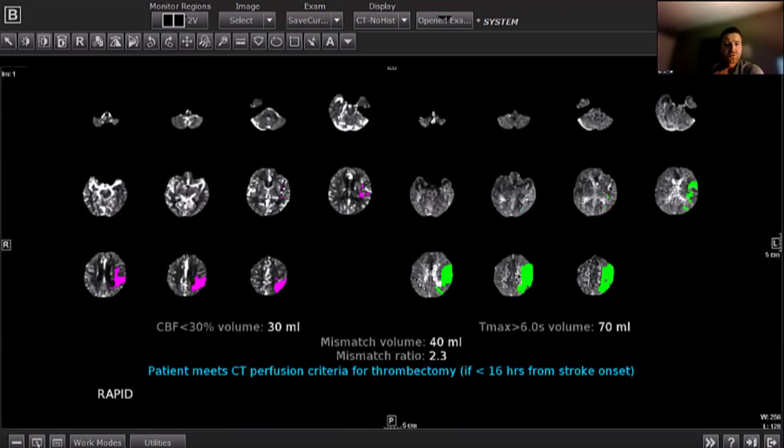And our perfusion map on this delayed patient, we did have an infarct core of 30 cc's. There is a potentially salvageable area of 40 cc's, so Tmax 6 of 70, mismatch volume of 40, and a mismatch ratio of 2.3. So potential candidate for thrombectomy. This patient went on to thrombectomy and also did fairly well.